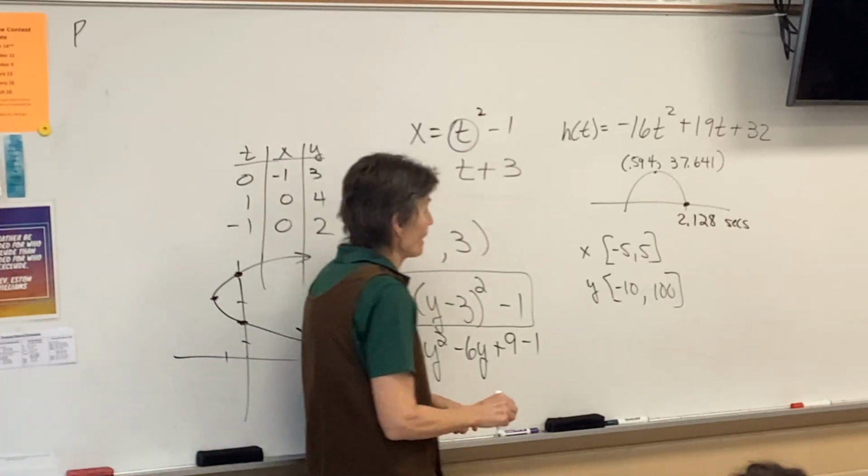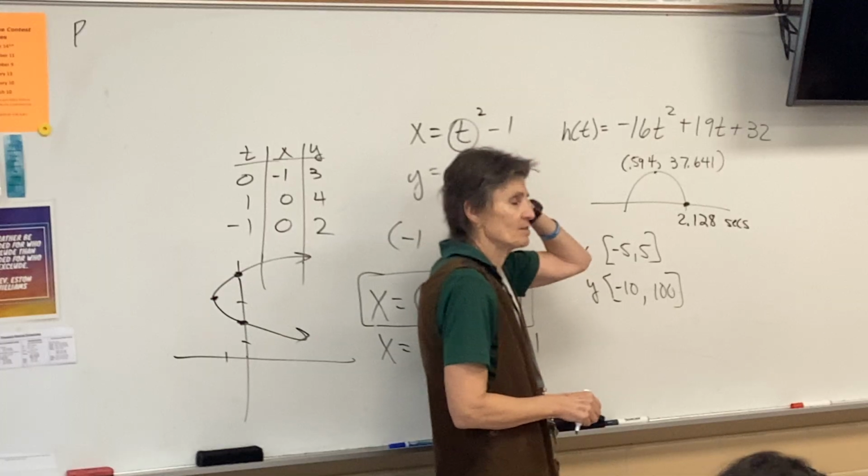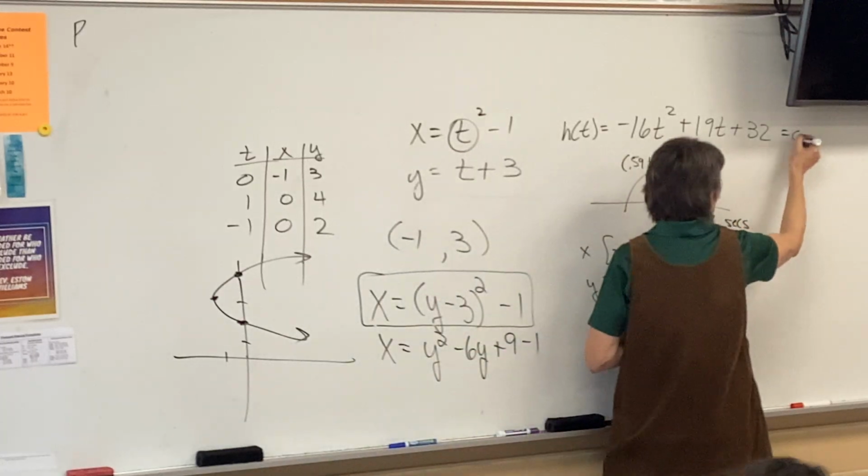If I were doing it by hand, which you would never have to do because the arithmetic is so bad, you would set this equal to 0.